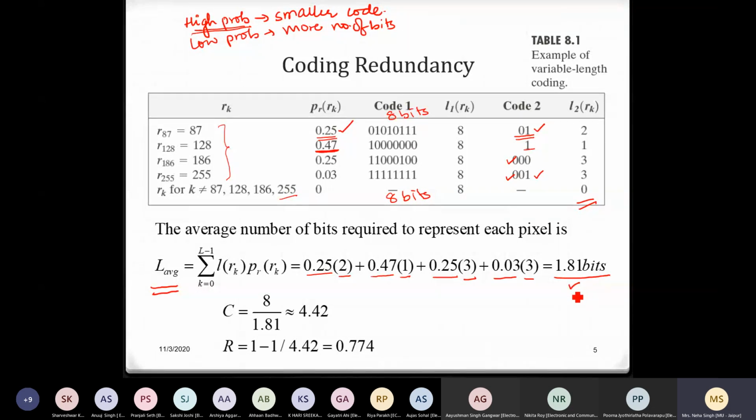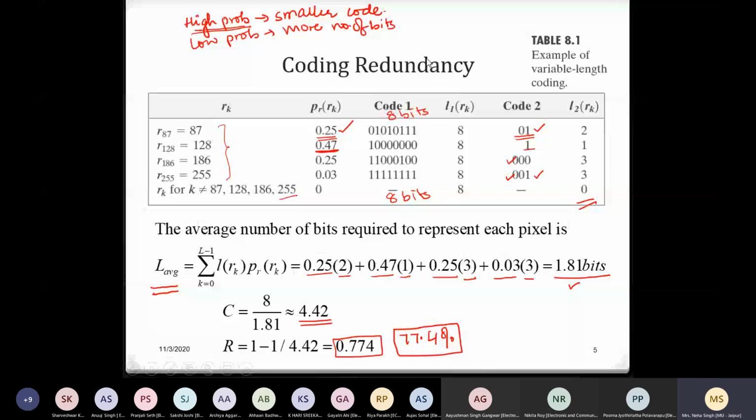So what is the compression that I have achieved? I initially had 8 bits. Now I have 1.81 bits per value. So the compression achieved is 4.42, which simply means that the redundant data is 77.4%. This much data can be removed or suppressed by using variable length coding. So that would be the first class of algorithms, which mainly target reducing the coding redundancy.